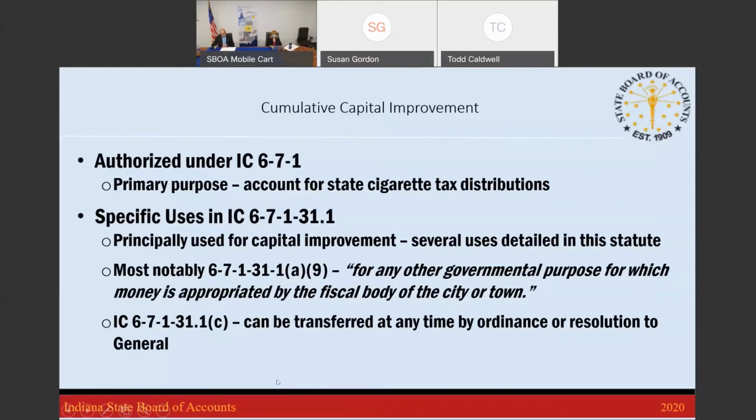And the one good thing about CCI is in subsection C, it permits a transfer at any time and by ordinance or resolution of CCI monies to the general fund. And then from the general fund, you could use it for general fund purposes, any lawful city or town item. Just remember, it doesn't have to be an ordinance because the statute says ordinance or resolution, but it would be something the council would have to do in order to transfer money out of CCI to the general fund.